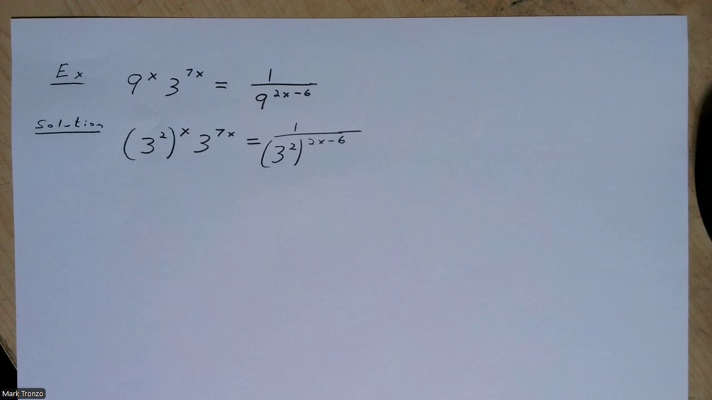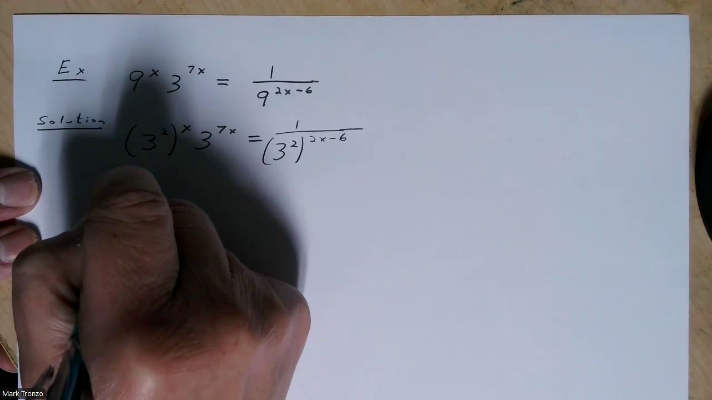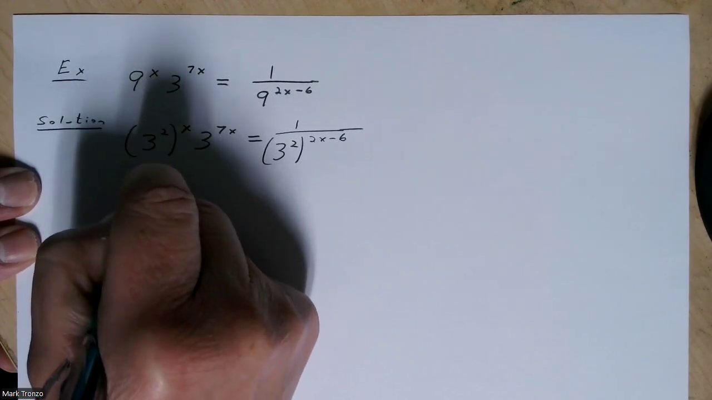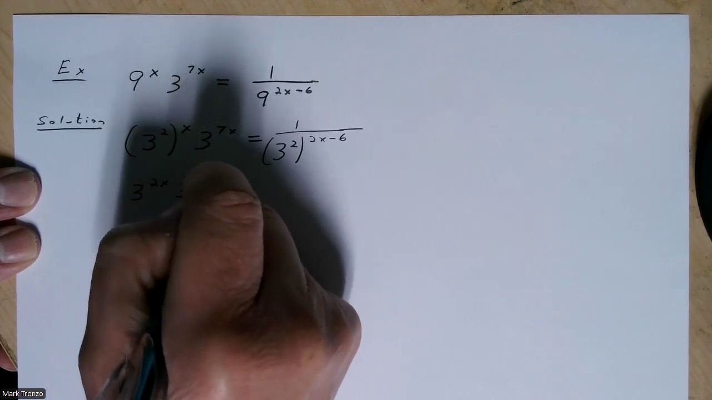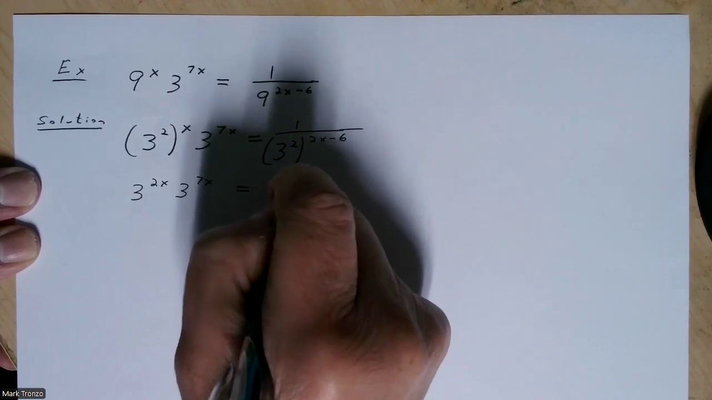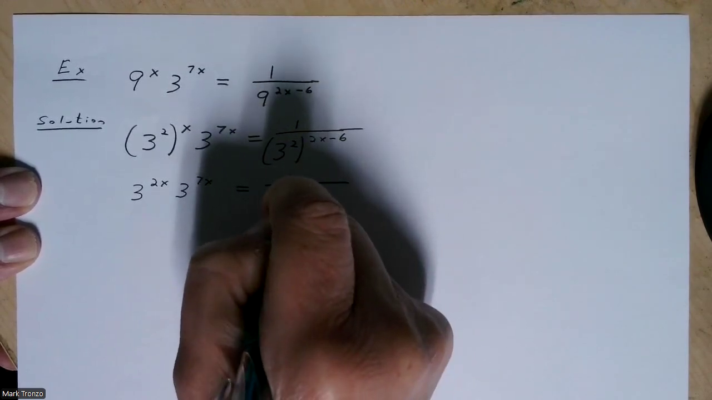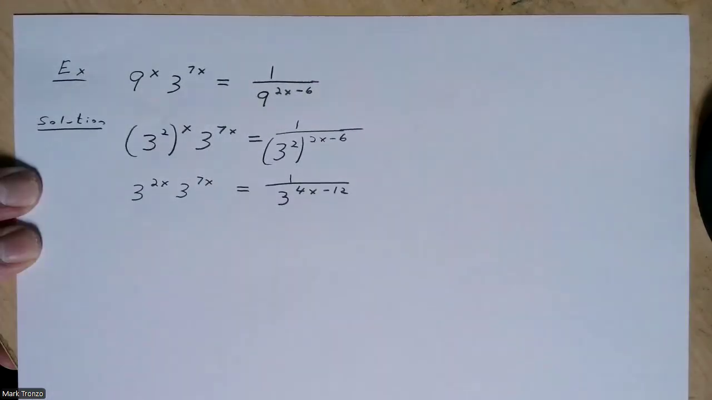And now on the left here, I'm gonna put all the steps in. You don't have to put all these steps in. This becomes 2x, 3, 7x. Over here, I'm gonna multiply this out. 1, 3, 4x minus 12 like this.